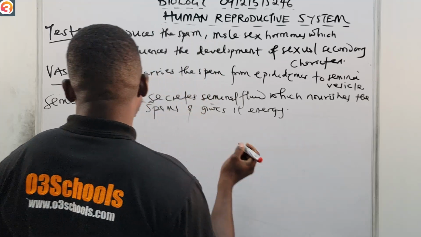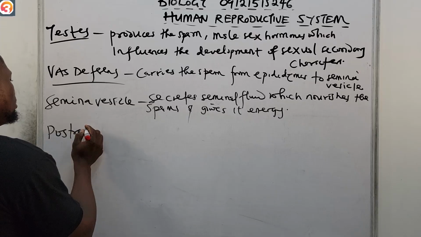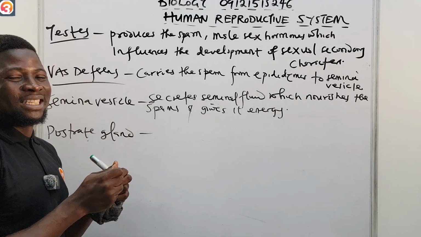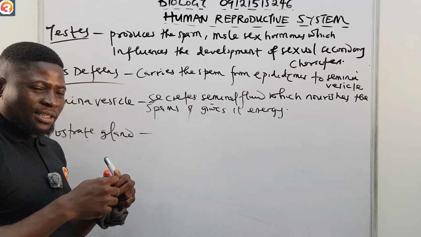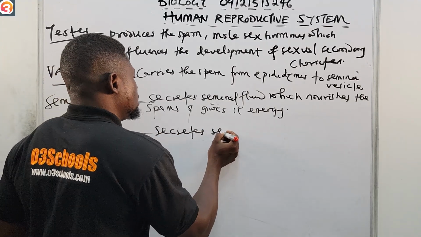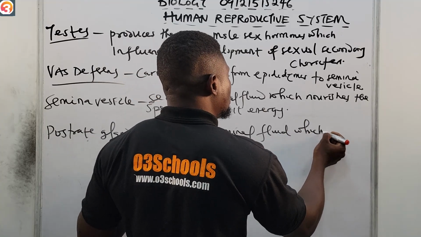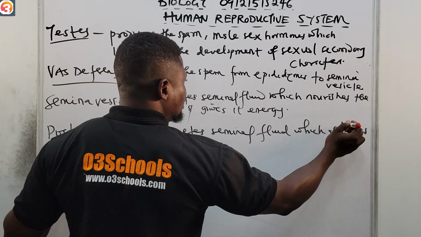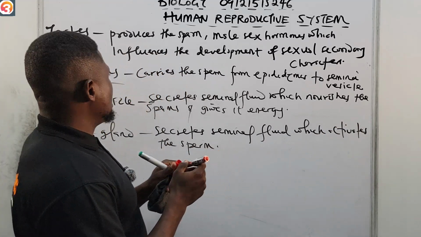Okay, they also have the prostate gland. And of course, we know that the prostate gland also secretes what? A seminal fluid. Okay, and the seminal fluid that the prostate secretes activates what? The sperm. Okay, secretes seminal fluid, which activates the sperm. Okay, so we'll look at this part.